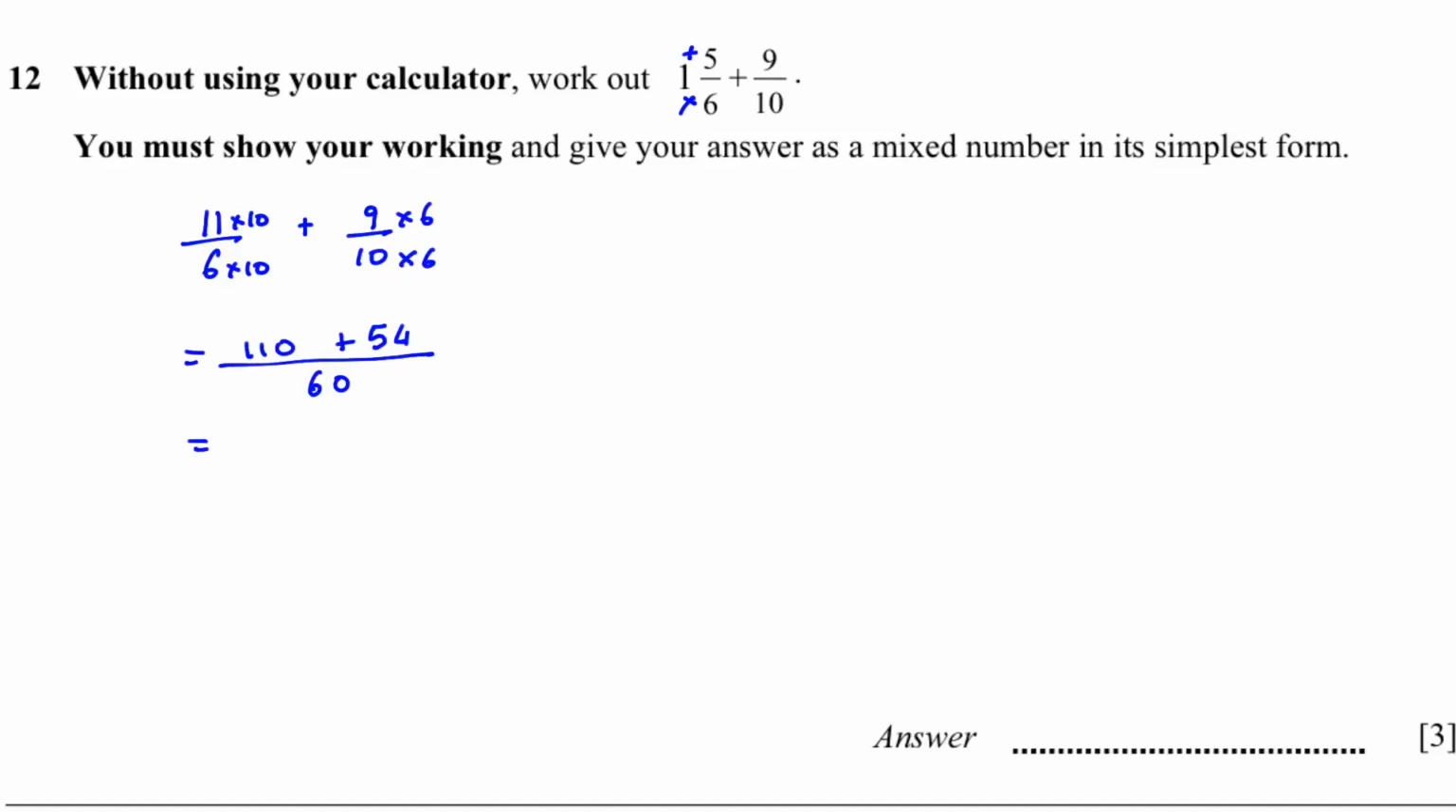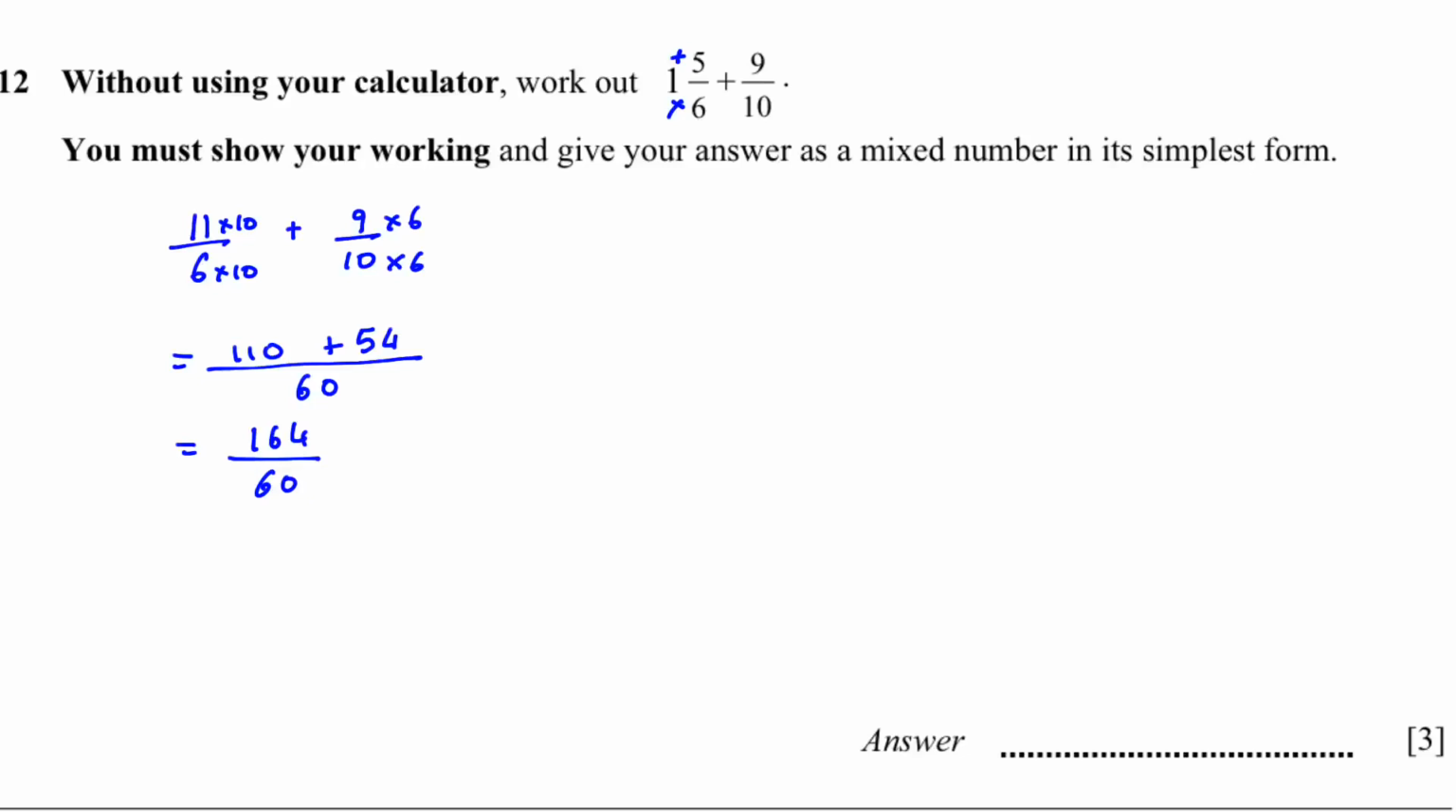Put the denominator separately in the calculator. You will get 164 over 60. Both the numbers are even numbers, so divide by 2 to simplify it and show your working. It's a 3-mark question. Show as much as you can. You will get 41 over 15.